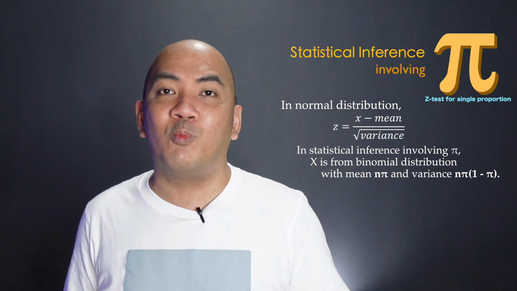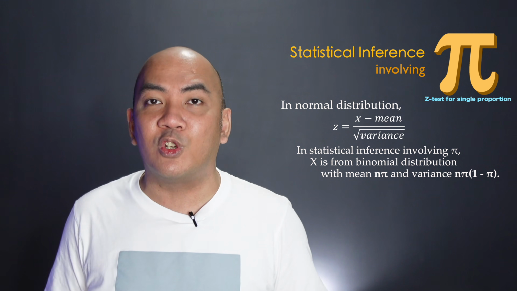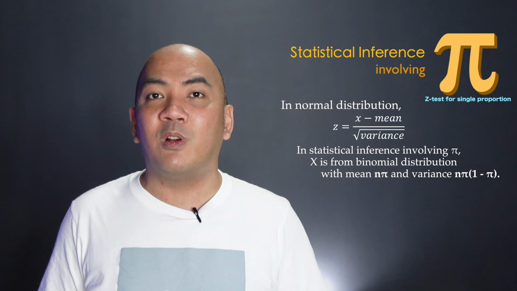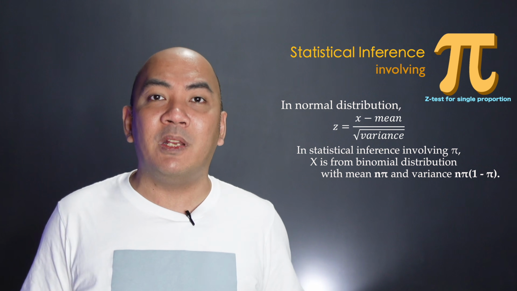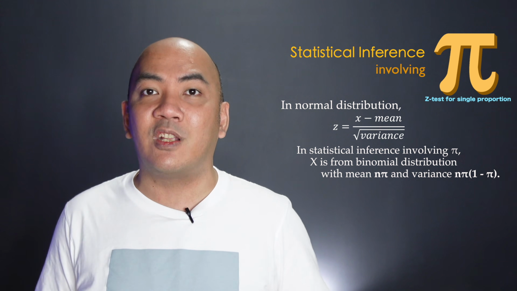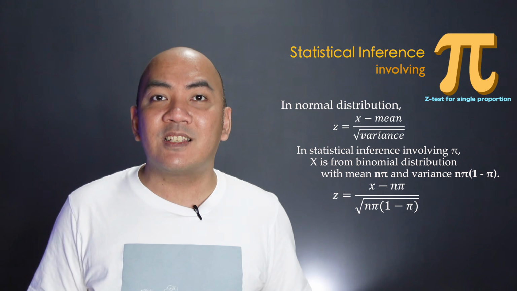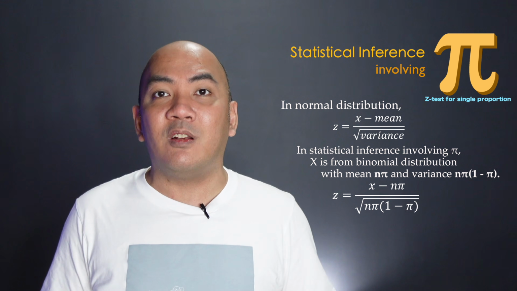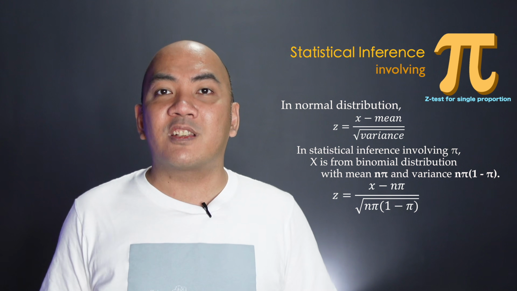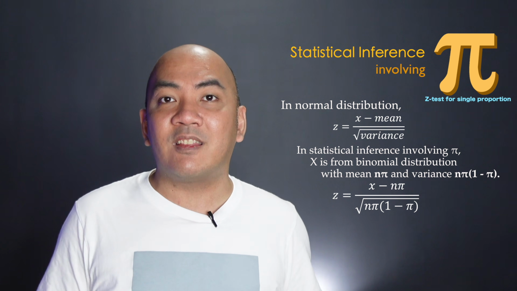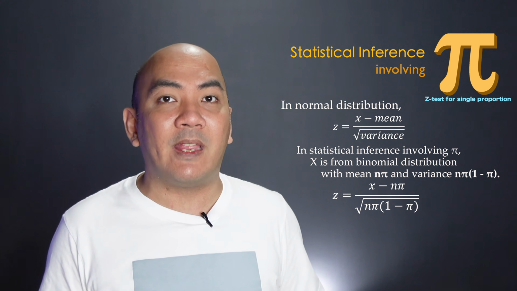And since this time we're going to work with a categorical variable in which that is a random variable from what we call a binomial distribution, meaning there are only two possible outcomes in each trial from n trials in which the probability of success in each trial is denoted by pi, then z is equal to x minus the mean of the binomial distribution, which is n times pi, all over the square root of its variance, which is n times pi times 1 minus pi.